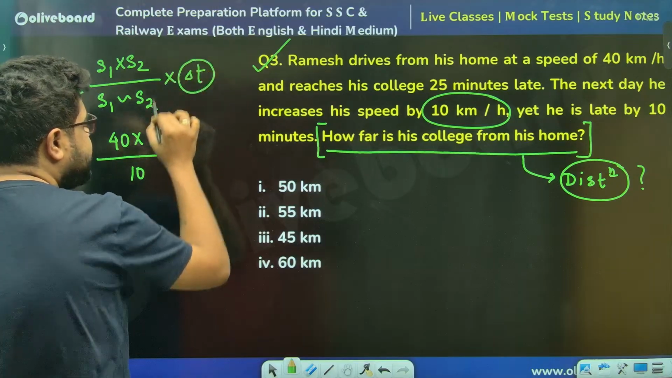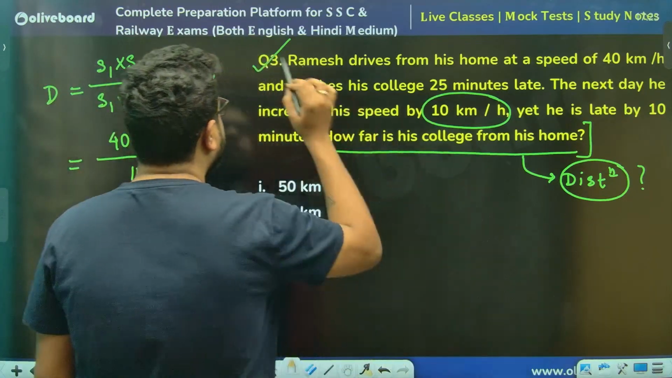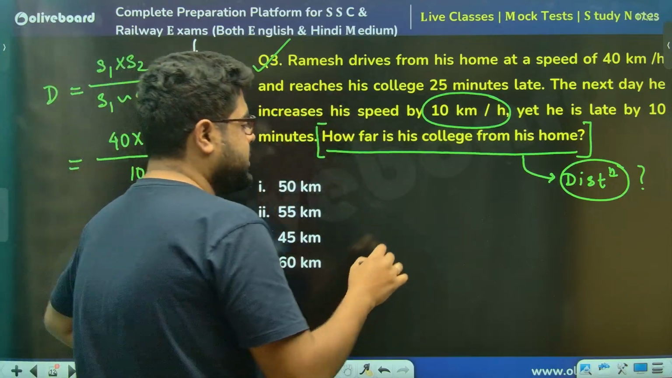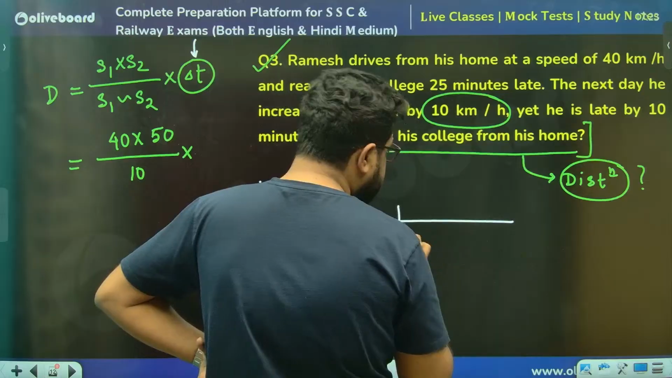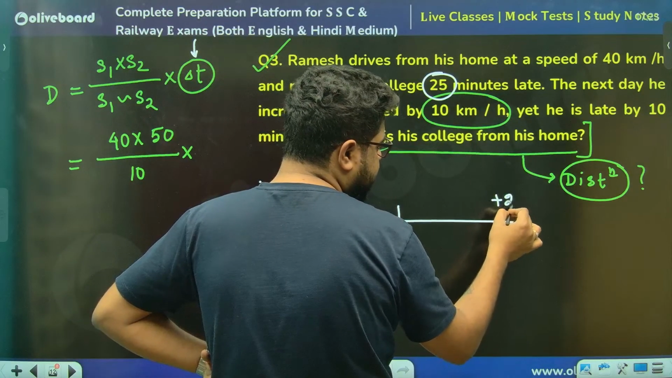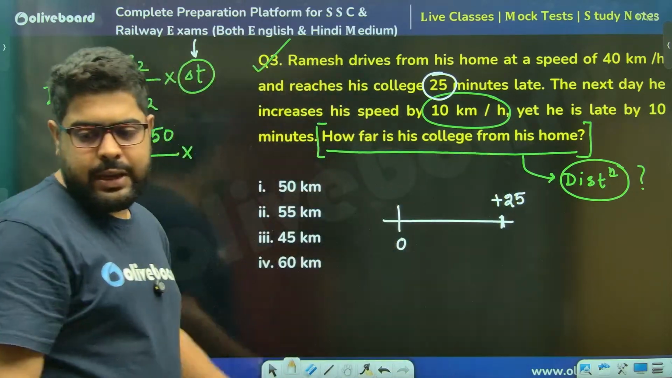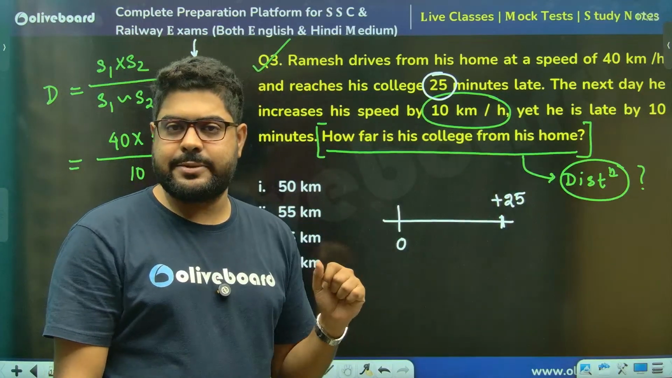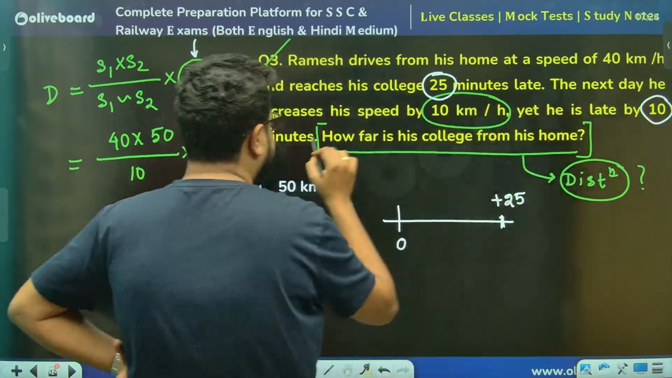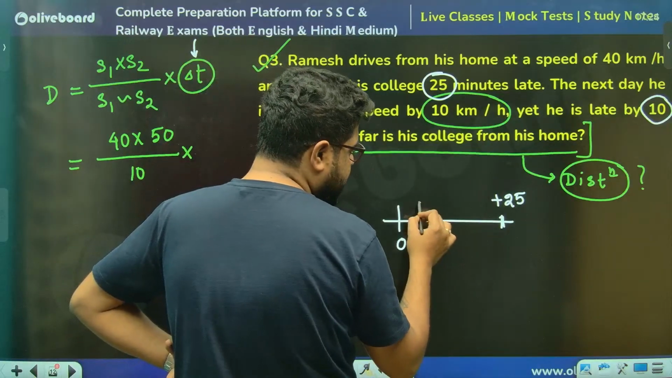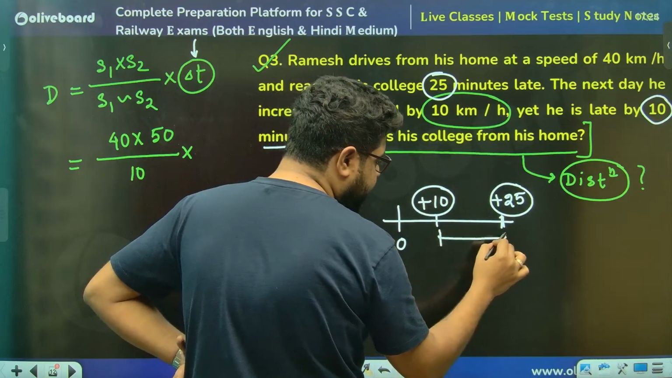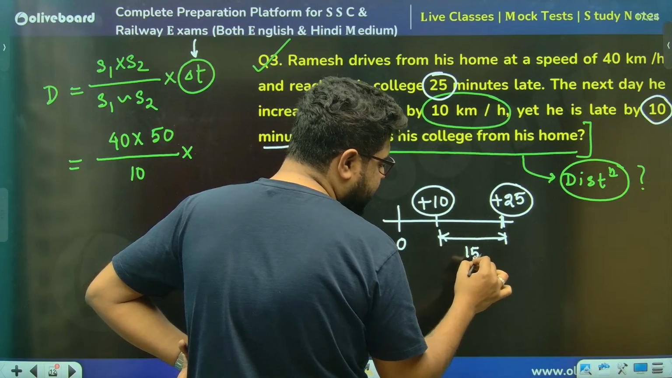Now the delta T is tricky in this formula. If you are making a mistake, you will most probably make it in delta T. What is delta T, sir? Understand it well. First time he was late by how much? 25 minutes. So it was taking plus 25 minutes than the usual time. If the usual time is T, then T plus 25 minutes. Next day after increasing his speed, he is still late by 10 minutes, meaning he is reaching somewhere here, plus 10. What is the time difference delta T? That is the gap between these two, sir. It is a 15 minute gap.